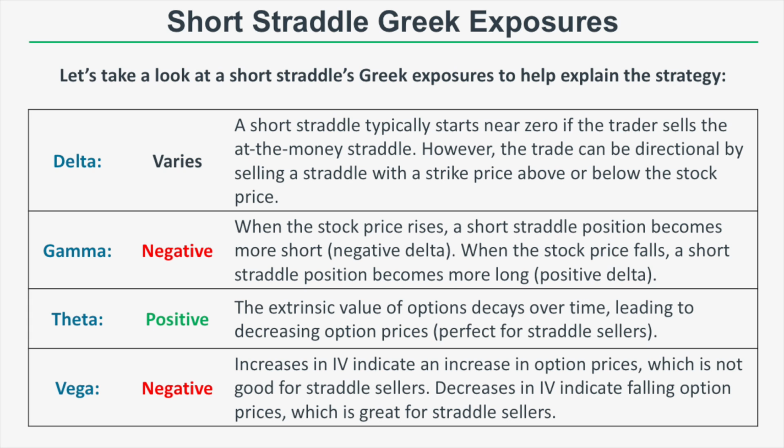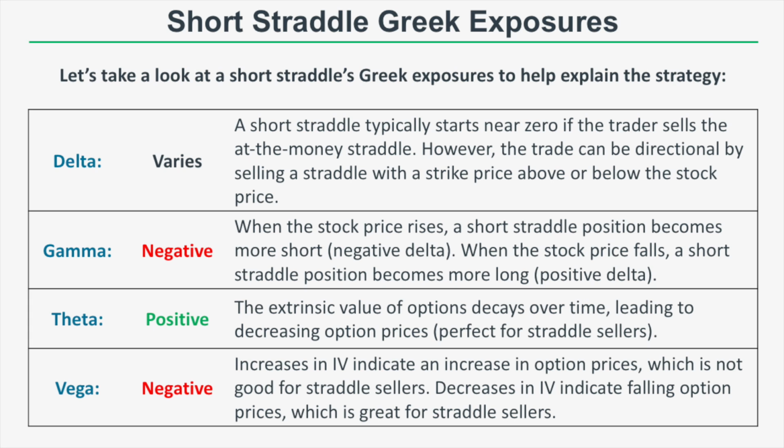Now that means when the stock price rises, a short straddle becomes more short because its position delta gets more negative. And when the stock price falls, a short straddle position becomes more long because its position delta will be more and more positive. Now, in regards to theta, a short straddle position has positive theta.